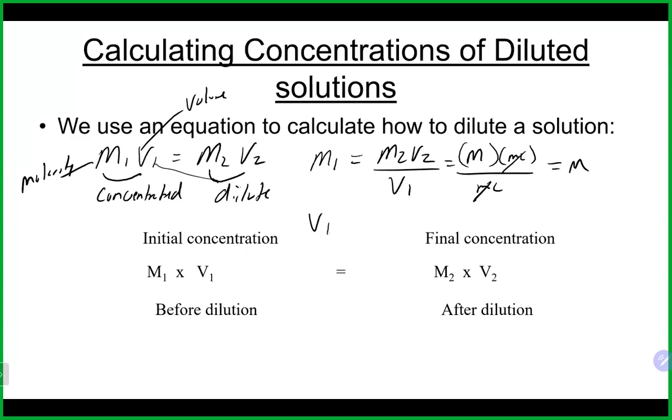If I'm solving for V1, that would be M2 V2 divided by M1. Again, M would be the units. If I left that in milliliters and divided it by molarity, the molarities will cancel.